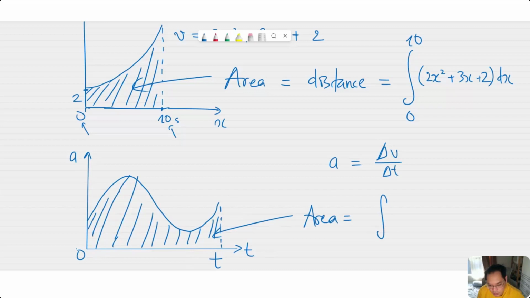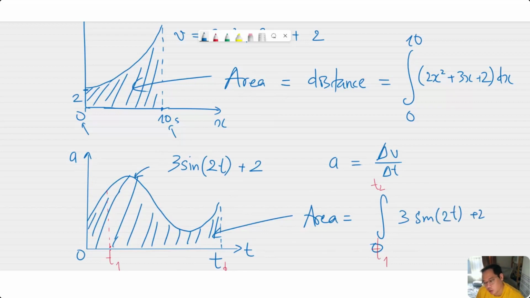Area integration from the lower limit 0 here, or if the problem asks us to find the change of velocity from the time t1 to the time t2 here, then the lower limit is t1 and the upper limit is t2, okay? The equation of the acceleration, for example, is the sinusoidal function. A is a0, the maximum acceleration, multiplied with sine of 2t plus a constant 2, for example, okay? This is the function. The a0 can have any value, for example, 3 sine of 2t added with 2, and then we take the whole integration of this thing with respect to t. Okay, and in this case, this area represents the change in velocity of an object.